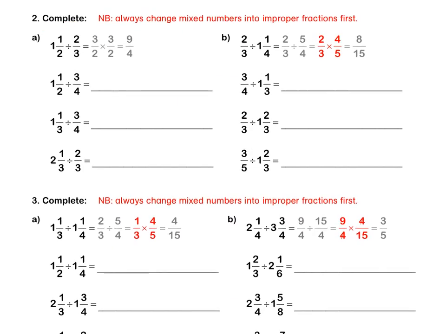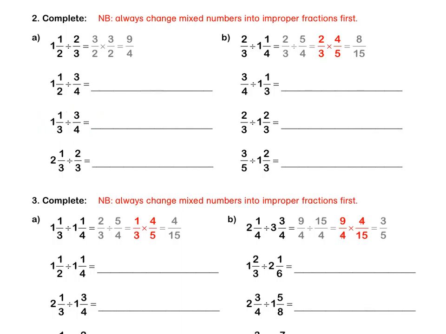Question 2. Very important. Always change mixed numbers into improper fractions first. So 1 1/2 divided by 2/3. 1 1/2 we write as 3/2. Then dividing by 2/3 is the same as timesing by 3/2. We cannot simplify in our question. 3 times 3 is 9, and 2 times 2 is 4. So our final answer is 9/4.